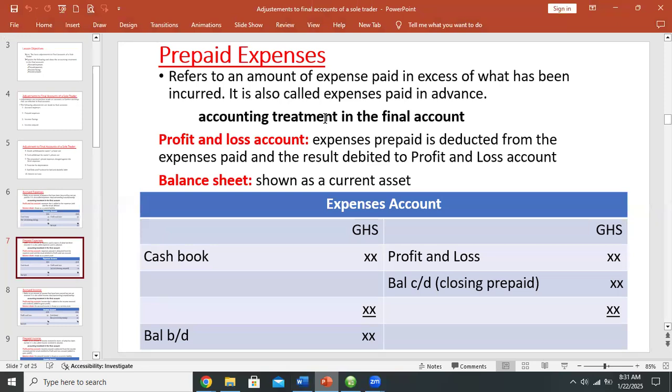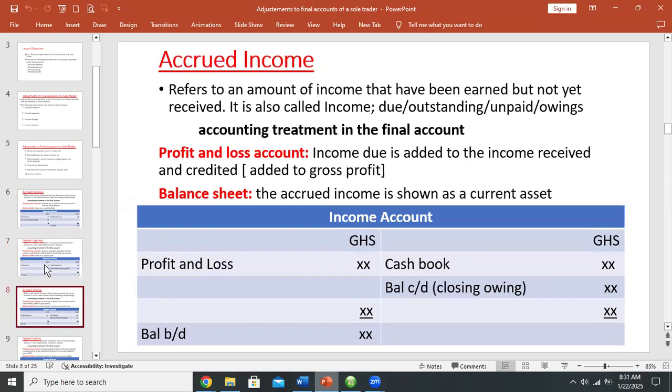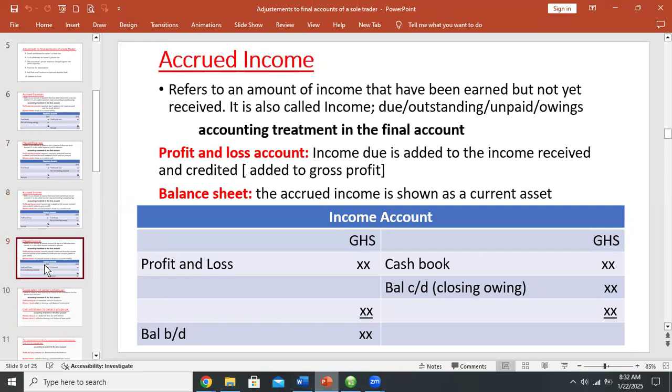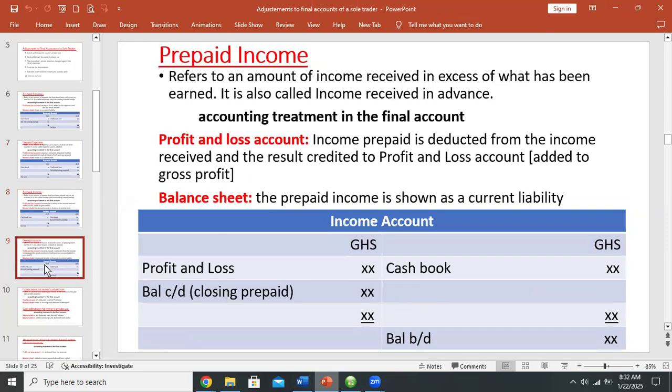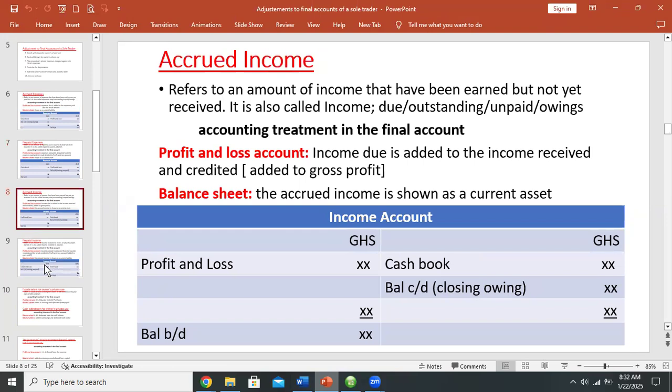Okay. Let's quickly run through the next two, which is accrued income and prepaid income. So we've seen for expenses, we are now looking at income. They seem to have something in common. Accrued income refers to, well, I think our new professors, one of them should read for us. Prof. Alexia, please read accrued income for us.